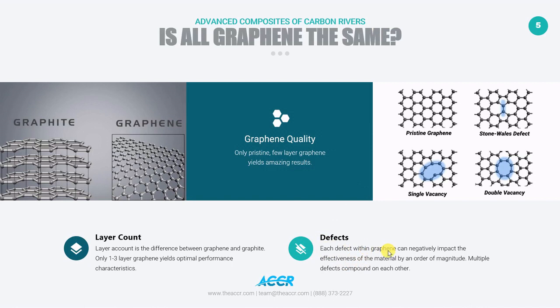Whether or not the material has defects is just as important as layer count. This is because each defect within graphene can negatively impact the effectiveness of the material by an order of magnitude. Multiple defects compound upon each other. To the right here, we have some examples of graphene defects. In the upper left, we have an example of pristine graphene. Notice there's no defects and the hexagonal shape. On the other three images, we have defects that deform the structure. Please notice that the only difference between the pristine graphene and the material with defects is some missing carbon atoms, but those missing atoms are enough to negatively affect the performance of the material.